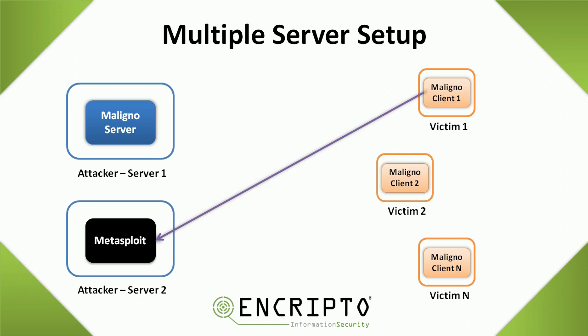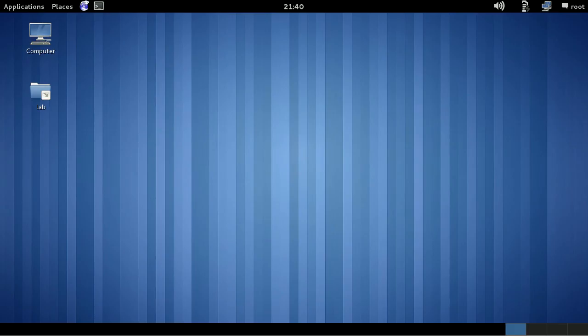When the client connects to Metasploit on server number 2, Metasploit will deliver the final stage. It will be run on the client, and finally the attacker will have a connection and full control of the machine. So let's have a look at how this is going to work in practice.